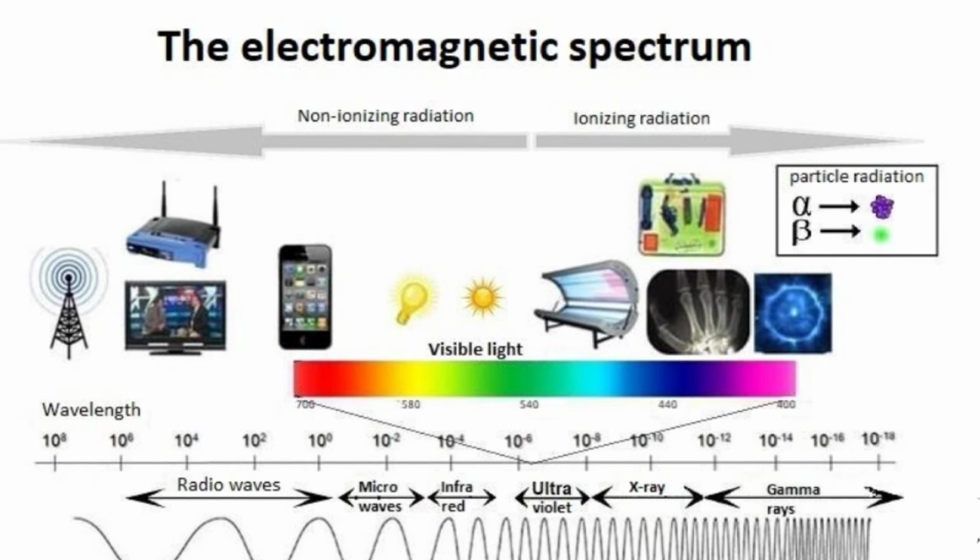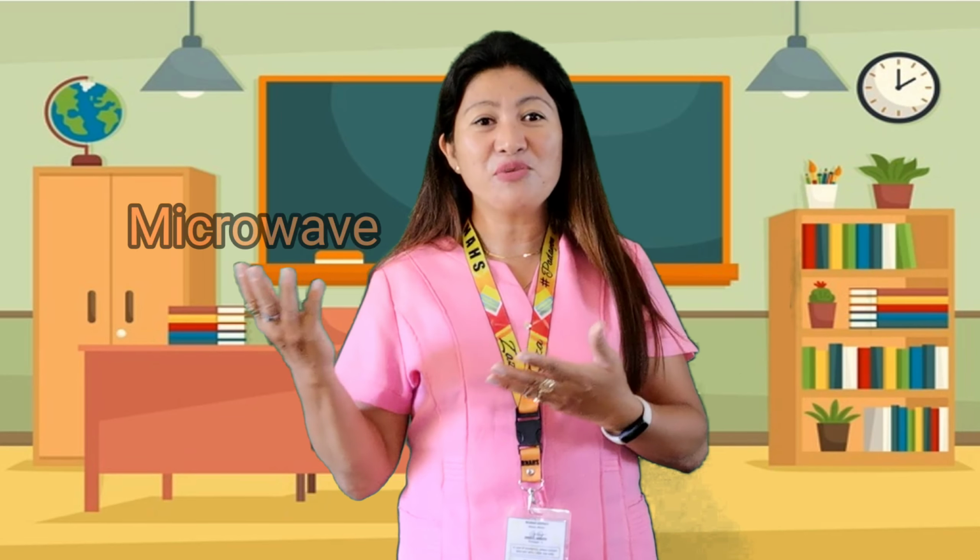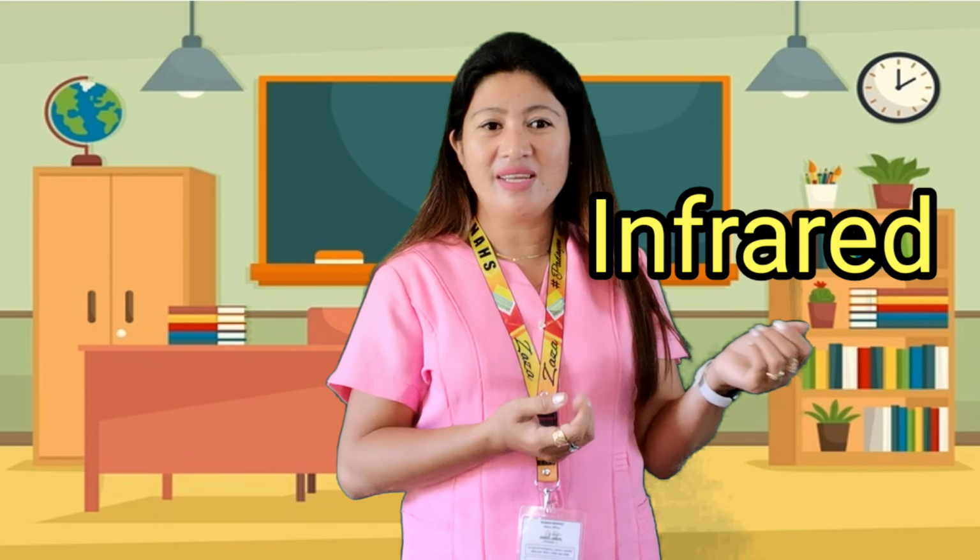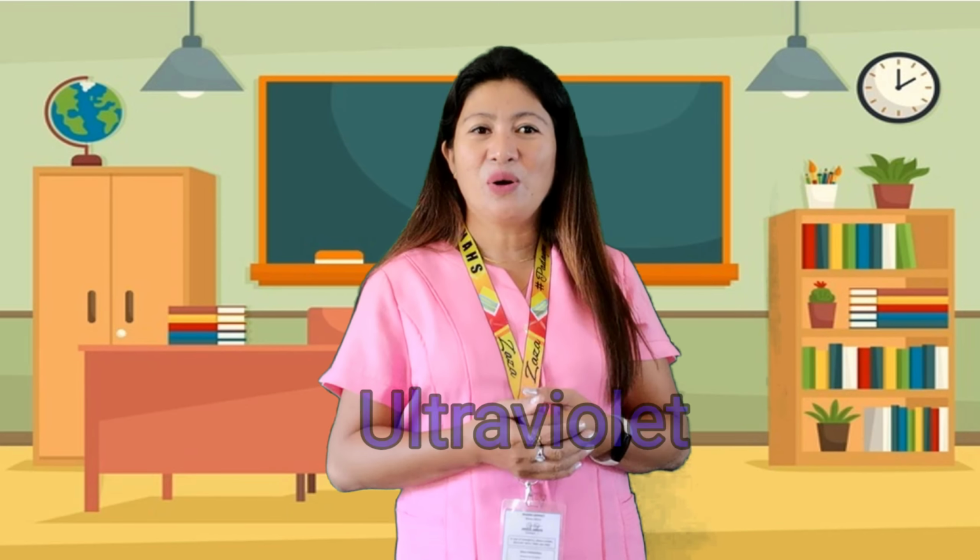There are 7 types of electromagnetic waves. They are arranged in a gradual progression from the waves of lowest frequency to the highest frequency. This arrangement is called the electromagnetic spectrum. In order of increasing frequency, the electromagnetic spectrum includes radio wave, microwave, infrared, visible light, ultraviolet, X-ray, and gamma ray.